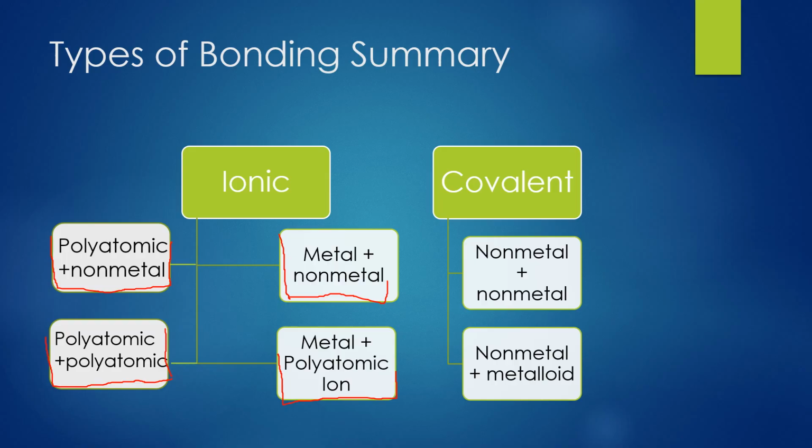Now looking at covalent bonding, most often we'll just see nonmetals with nonmetals, but you will see a few cases with a nonmetal and a metalloid. And a lot of times that will be with boron and some other ones in group 3 or 4.